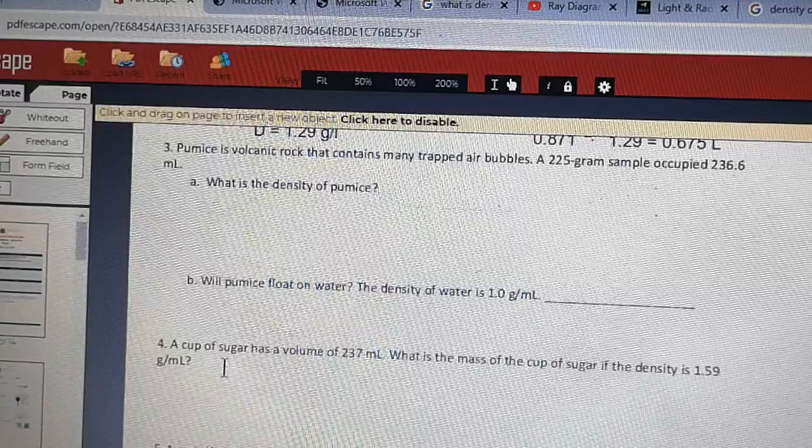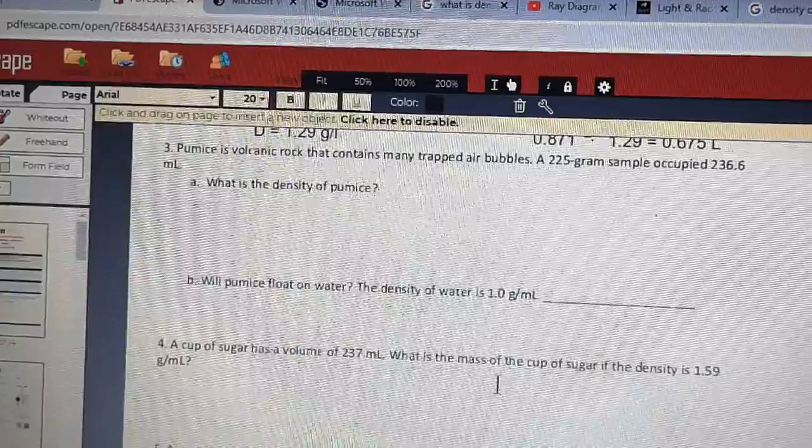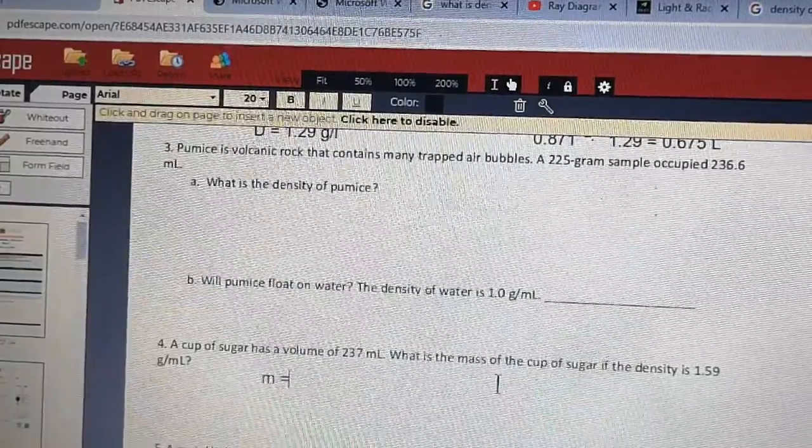Let's go to question 4 now. It says, what is the mass? So we need to find the mass this time. So write what we need to find. Mass equals question mark.